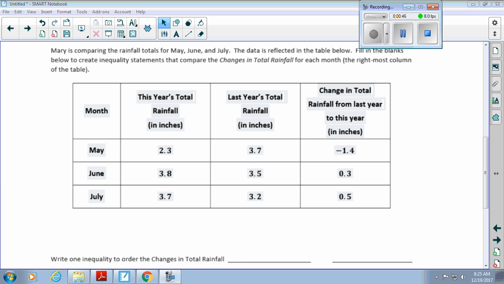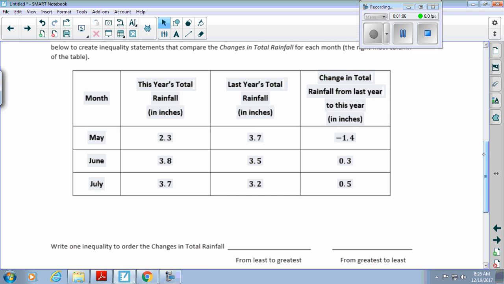So the whole point of this lesson is that you are able to write inequalities. What we will be doing on Thursday is focusing more on absolute value. So we're just simply looking at the numbers, which is the greatest and least, and we'll talk about the rest of that more later. So anyway, Mary made this chart, and it says May, June, and July, and it says this year's total rainfall in inches. Okay, we've got May 2.3, June 3.8, and July 3.7.